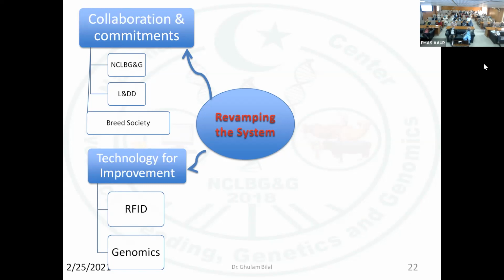We developed our national center, and we developed collaboration with the Livestock and Dairy Development Department, which is the main stakeholder of our livestock sector in government. And then we contacted farmers and breed societies. We signed MOUs with them, and we are taking their data. We are taking data from the Livestock and Dairy Development Department, and right now we are recording our own data. So we are in the phase of developing a reference population of 5,000 Sahiwal cattle, which we will use for genomic selection in Pakistan. This will be the first time.